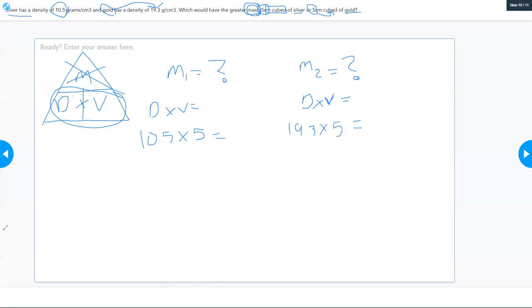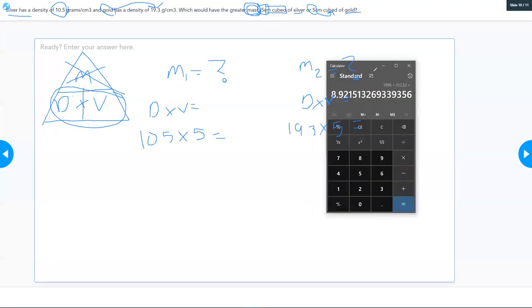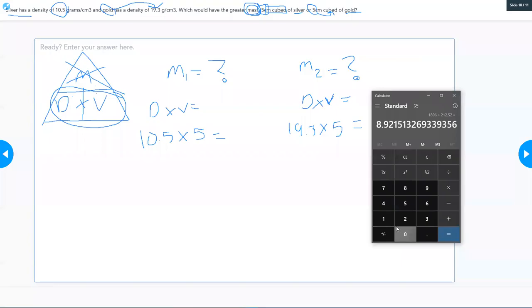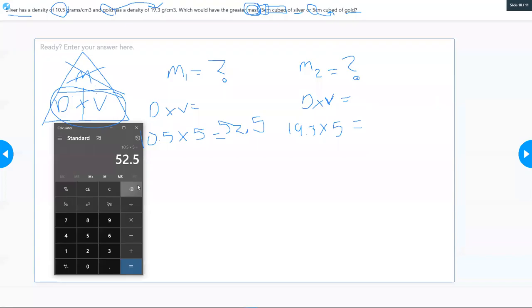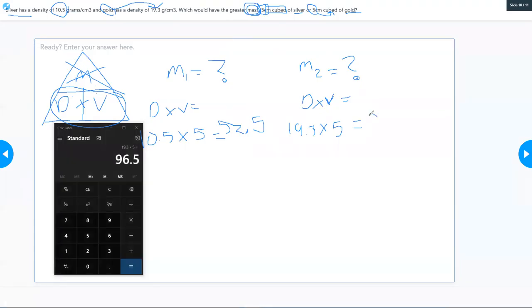So what you wanna do here is take your calculator, plug in the numbers. So we got 10.5 times 5, that's gonna be 52.5. Pardon my drawing, I'm not very good with a mouse on this thing. Let's plug in the other numbers. 19.3 times 5 is going to be 96.5. And just so we know, this one was silver. You might want to mark that on a test when you're taking it too. And this one was gold.